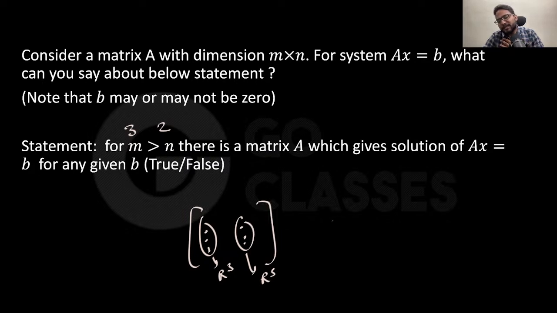Now they are saying there is a matrix A which has the solution for every b. Let me know if that is true. This is false, right? Yeah, this is false, because you cannot fill the space. So that's why this is false.